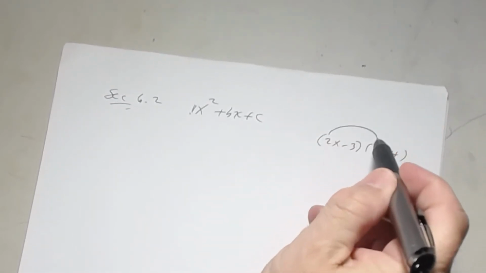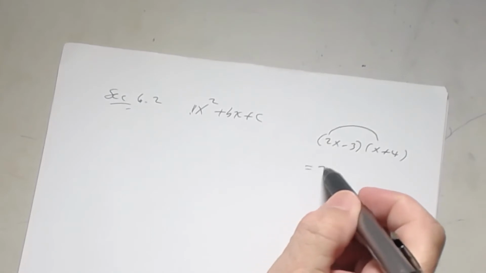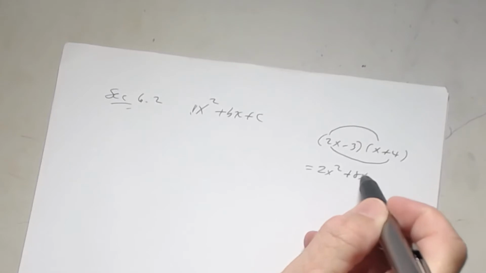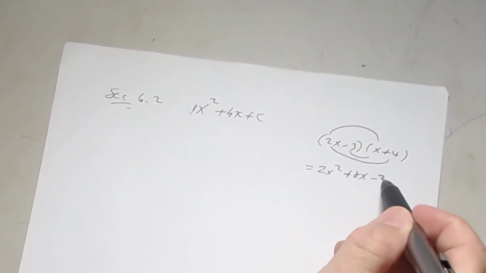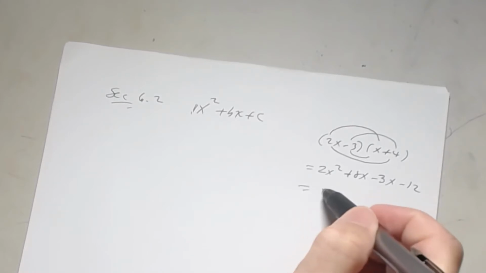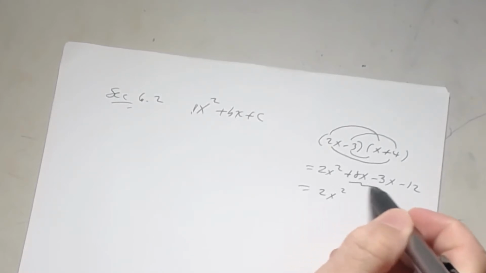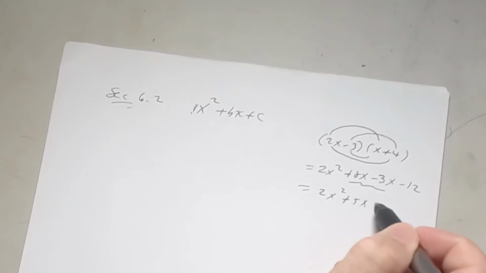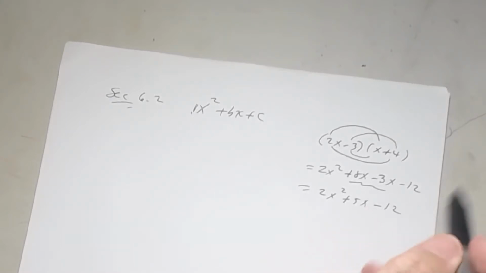So 2x times x is 2x squared. What's the outer? 8x. What's the inner? Negative 3x. And what's the last? Negative 12. Combine like terms, you get 2x squared. What's 8x and negative 3x? 5x. Minus 12. So that's how you're going to check your work, using the FOIL method.